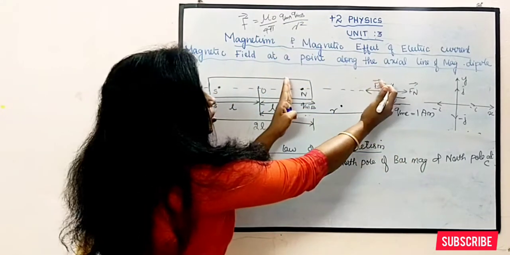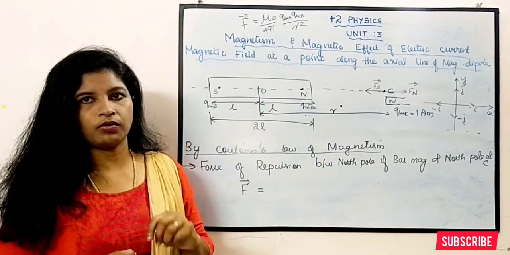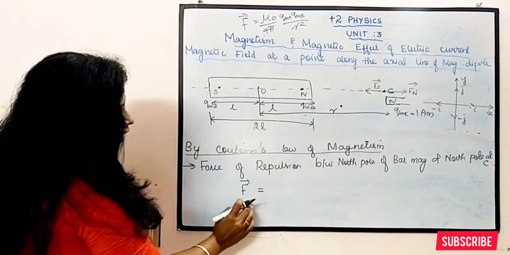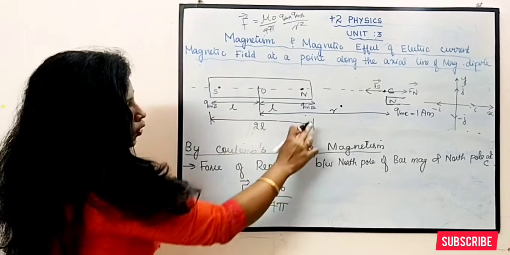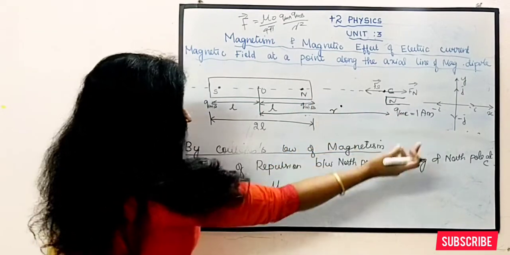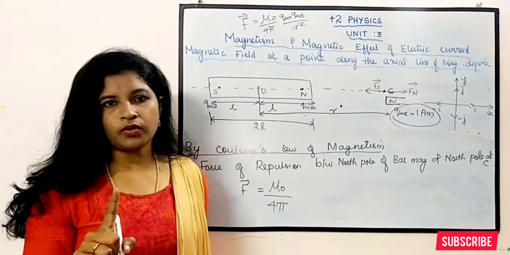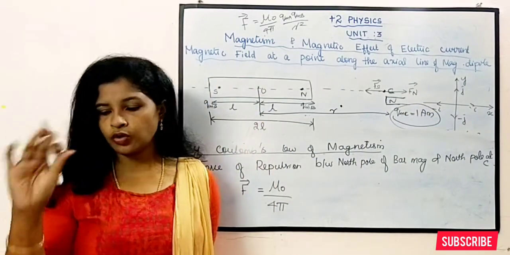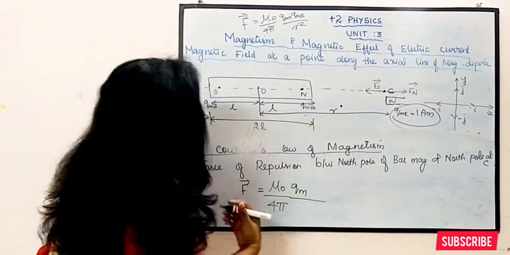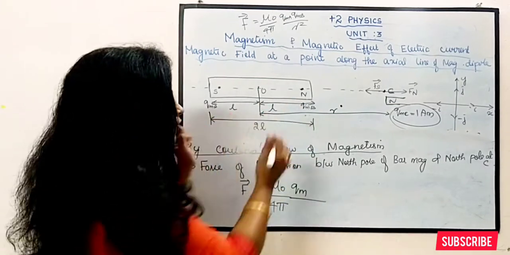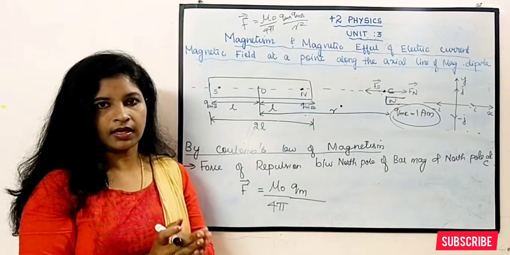Whichever two points we take, the pole strengths of those two are what we use. So this can be written as mu naught by 4 pi into the pole strength of this one into the pole strength of this one. The pole strength of this point is the unit pole strength, so the value will be 1. No need to worry about that. Simply we can write it as Qm by R square, where R is the distance from this point to this point.